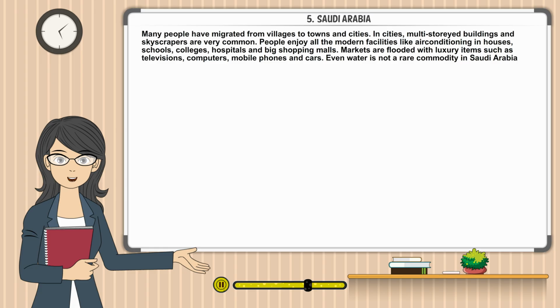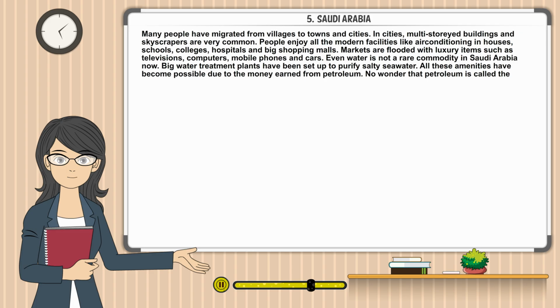Even water is not a rare commodity in Saudi Arabia now. Big water treatment plants have been set up to purify salty seawater. All these amenities have become possible due to the money earned from petroleum. No wonder that petroleum is called the liquid gold.